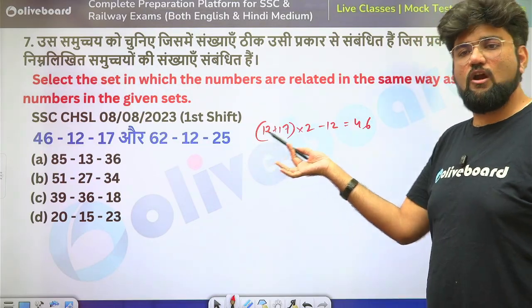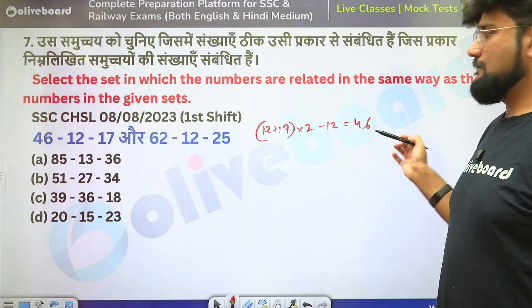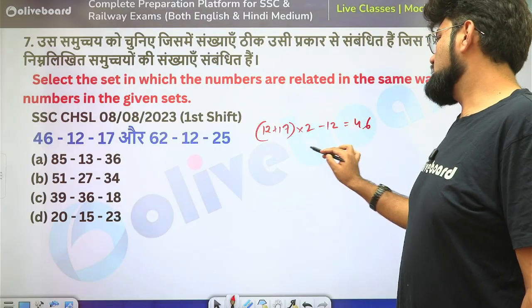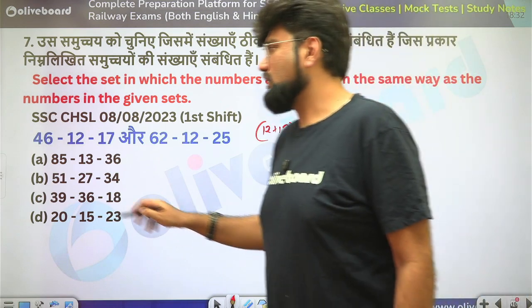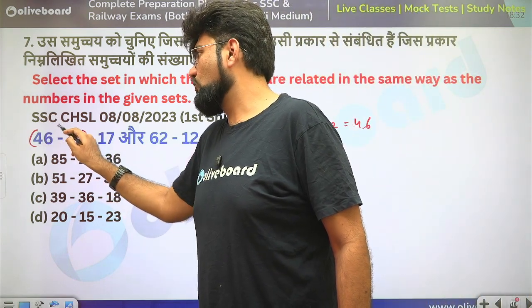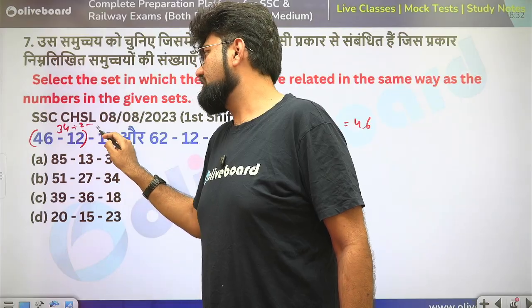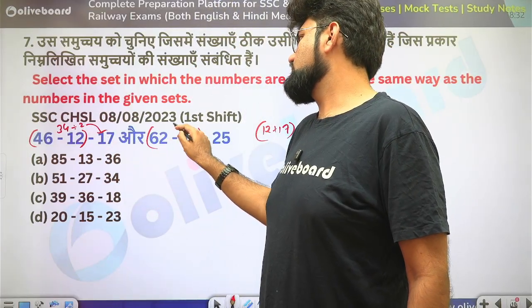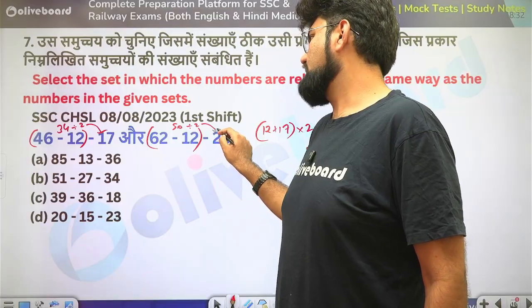But you will not be able to see it. So you will be able to see it like this. Okay. But either you can go with this, or the other method is: 46 minus 12 is 34. 34 divided by 2 is 17. 62 minus 12 is 50. 50 divided by 2 is 25.